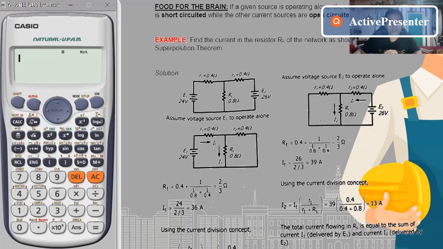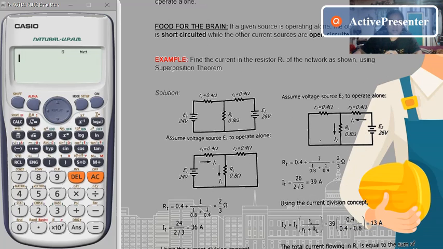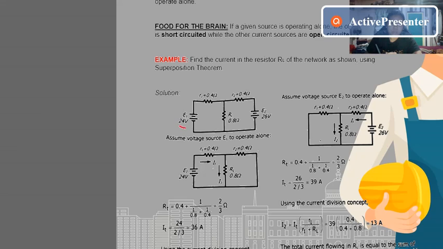So let's try here's atong example for superposition theorem. We have here: find the current in the resistor RL of the network as shown using the superposition theorem. So natay given nga circuit. We have here E1 which is 24 volts and E2 which is 26 volts, and our R1 and R2 is 0.4 ohms and our RL will be 0.8 ohms.